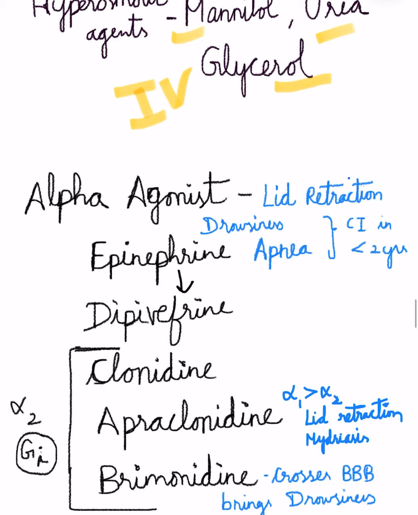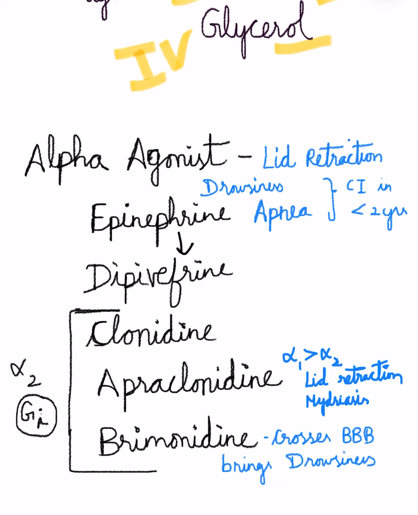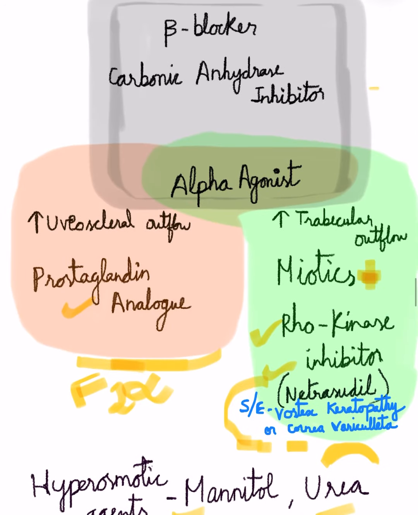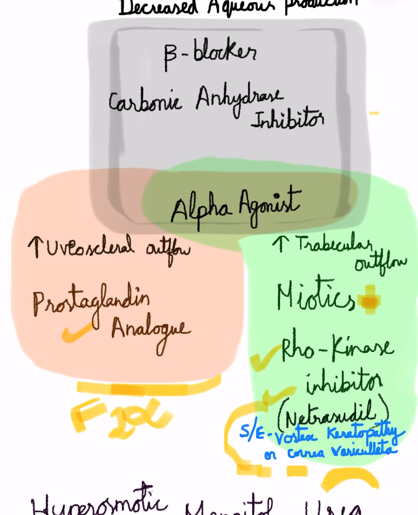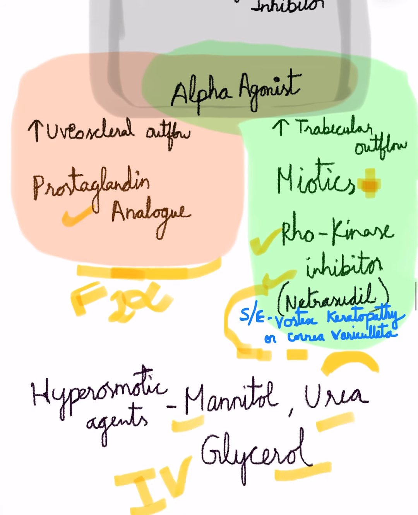Next, moving on to the alpha agonists. When the alpha receptor gets stimulated, it has all the preferable actions for the treatment of glaucoma, that is, it decreases the aqueous production, increases the trabecular outflow and also increases the uveoscleral outflow.